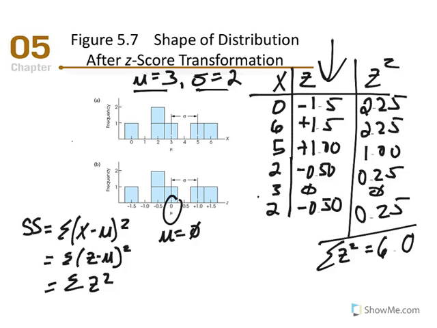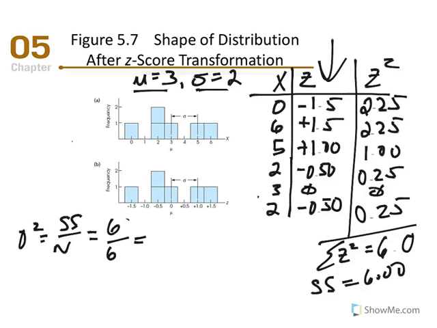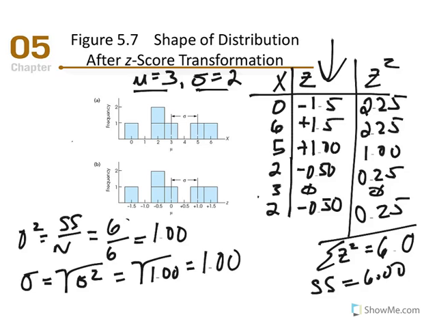That leads us into the next equation, variance. Our variance is equal to SS over N. We just calculated SS, which was equal to 6.0. It was the sum of all scores that have been squared, in this case z scores, and that was equal to 6. And we have 6 scores, so the variance of this distribution is equal to 1. And now we can calculate the standard deviation by simply taking the square root of our variance. The square root of 1 is equal to 1. And so now we see mathematically how we can accept this idea that a z distribution will always have a mean equal to 0 and a standard deviation equal to 1.